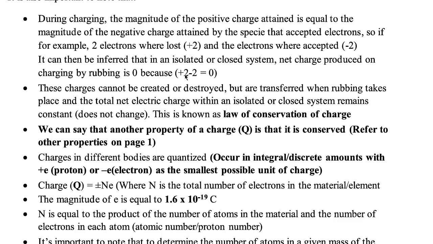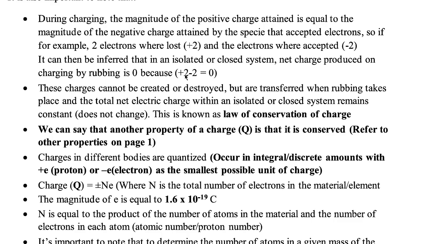So from this, we can then deduce and we can then say that another property of a charge Q is that it is conserved, right? Refer to that. We mentioned other properties. We mentioned the SI unit, right? And other stuff that are associated with charges. They can be positive, negative. Unlike charges do what? Attract, while like charges repel. Those are the other properties we mentioned.